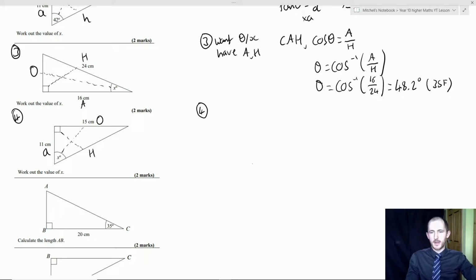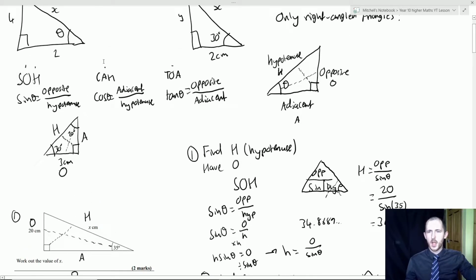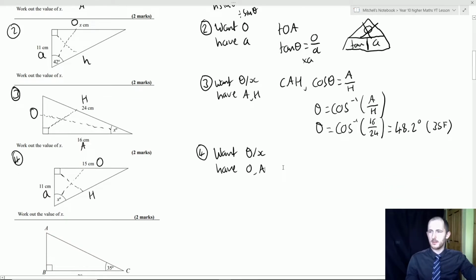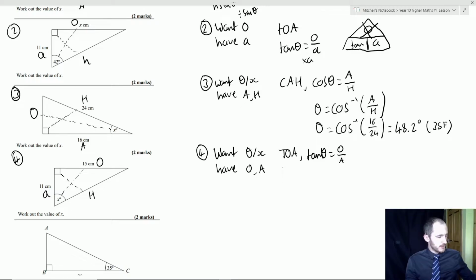Now let's have a look at what we want and have. We want x or theta, whatever you want to call it. And we have the opposite and the adjacent. Well, let's go back up. O and A appear in the tan formula, so TOA: opposite over adjacent. So you can probably guess already what's going to happen.